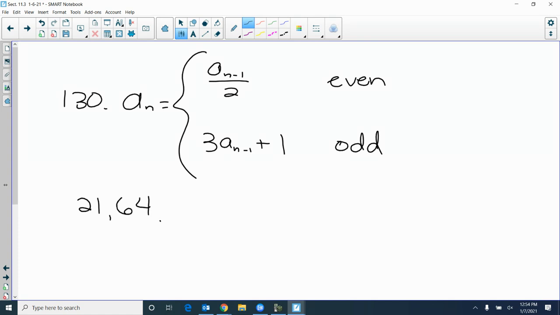Now that's an even number, so you plug it into the top one. All you do is take whatever the number is and divide it by 2. What's 64 divided by 2? 32. Still an even number, so divide it by 2. 16. Even, divided by 2. 8. Even, divided by 2. 4. Divided by 2. 1. So that was not the best one. But that would be the case. So you plug it in, go from there.